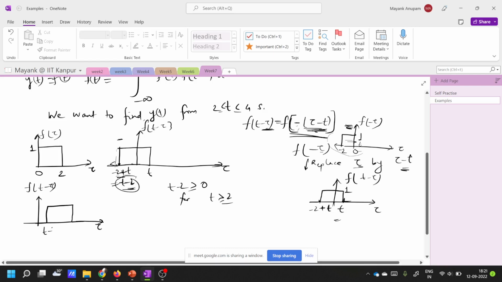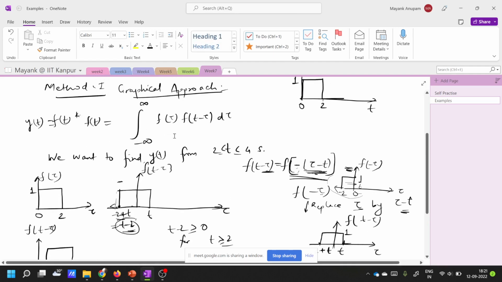So this will be t minus 2 and this will be t. Understood? Yes. So this will look like this. If t is equal to 2, then this point here will become 0, isn't it? So now let us do the convolution.